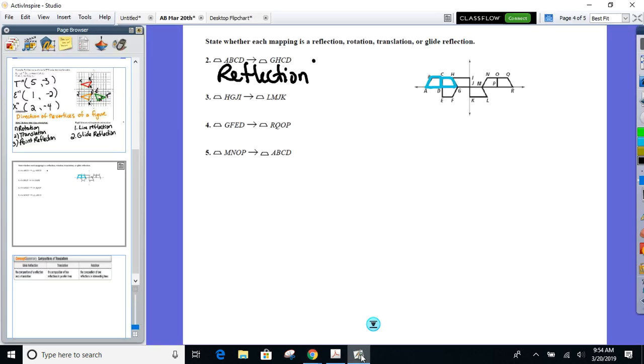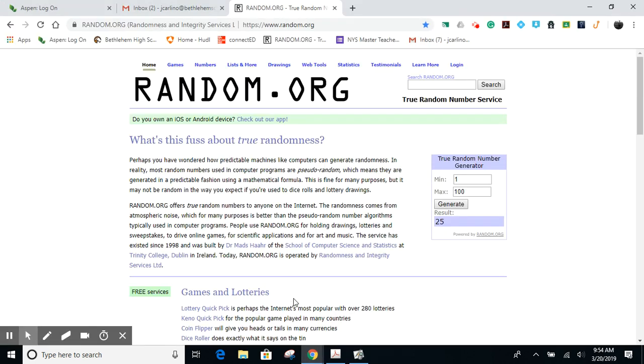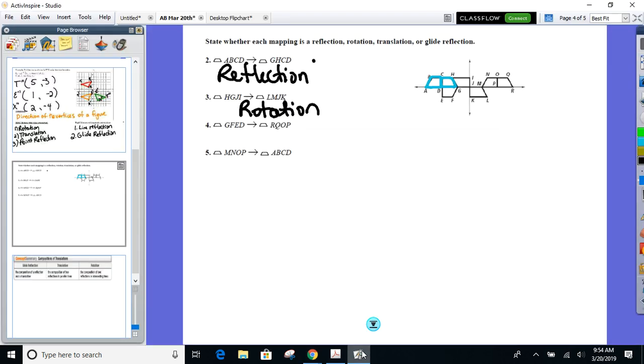Next one, what am I doing? 25. That is a rotation. Next one. Ooh, it looks like I'm over and going. 34. 15. Nice, glide reflection, because I not only had to reflect it, everyone notice where you slide to? Parallel to that line you reflected over. Got to be parallel.